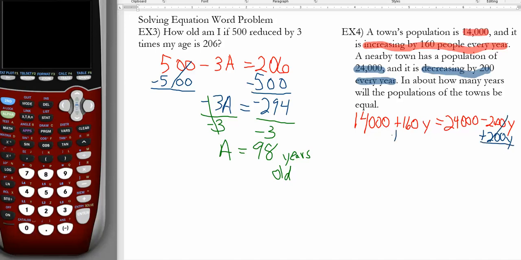So we're going to add 200y to both sides. So 14,000, since we didn't do anything to 14,000, plus 360y equals 24,000. And next, we've got to do our inverse operation, so we're going to subtract off the constant term. So minus 14,000 from each side.